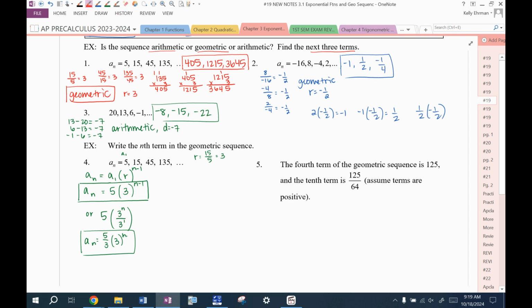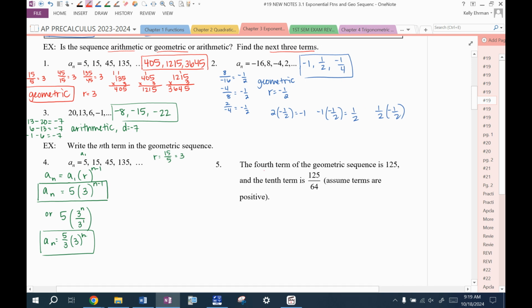All right, what about this one? The fourth term of a geometric sequence is 125, so a sub 4 is 125, and the 10th term is this fraction, so a sub 10 is 125 over 64. Assume the terms are all positive, so we're not going to have to think about a negative r. So how do we figure out this one?